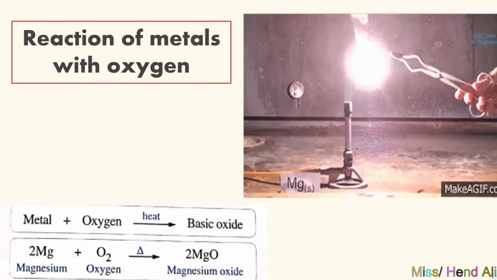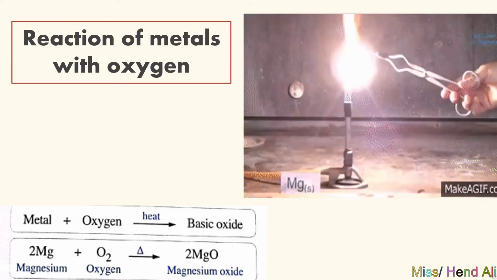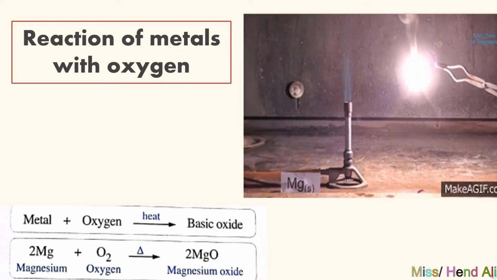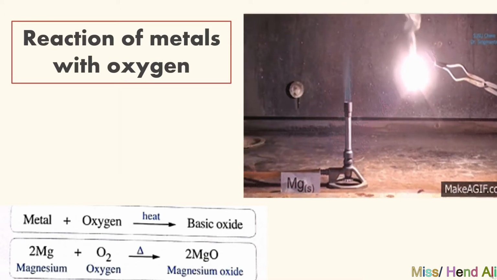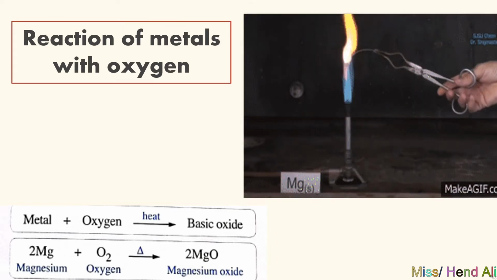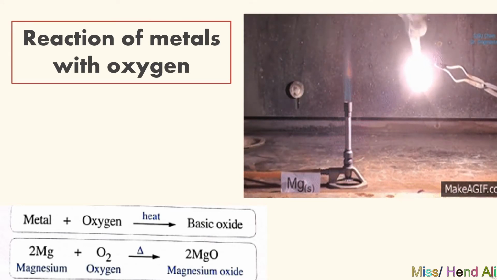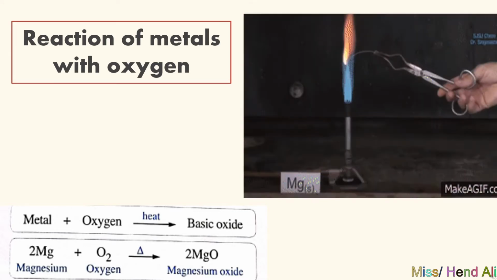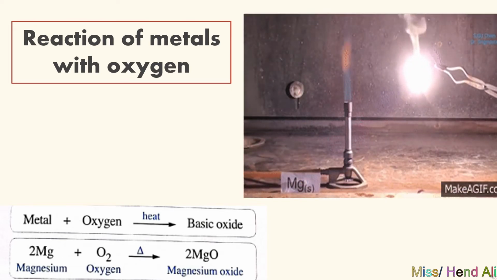Reaction of metals with oxygen. The example we have for metals is magnesium. It's just an example. We can use sodium or any metal. So for this experiment we are using magnesium. We will take a strip of magnesium and burn it, and while it's burning it will react with oxygen. What will we notice? We will notice that the magnesium strip burns with a bright light and it changes into a powder.